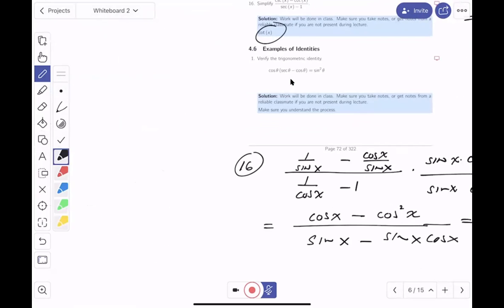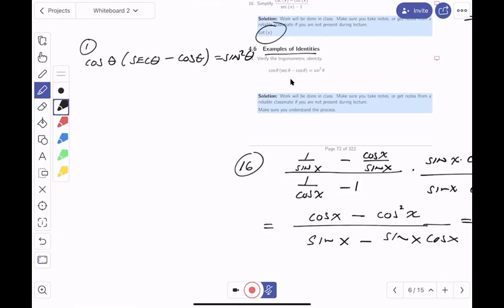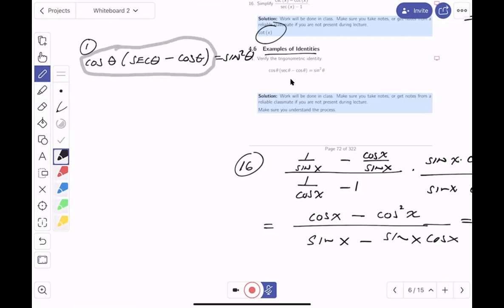So number 1, again, we're in the identities now, is cosine theta times secant theta minus cosine theta equals sine squared theta. So what we're doing is we're choosing a side here. Someone says, what side are you going to choose? Well, I'm going to emphasize that you choose a side that allows opportunity for simplification. I'm going to choose this side here. What I'm going to do with that side, I'm going to work on it until it looks like the other side. So let's go one step at a time.